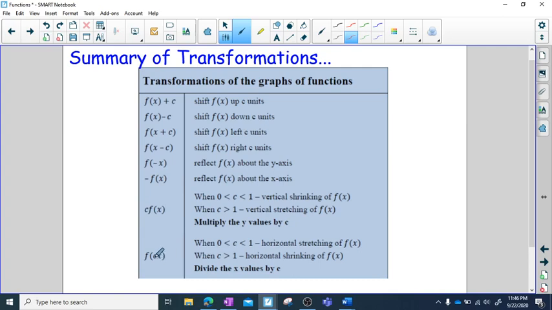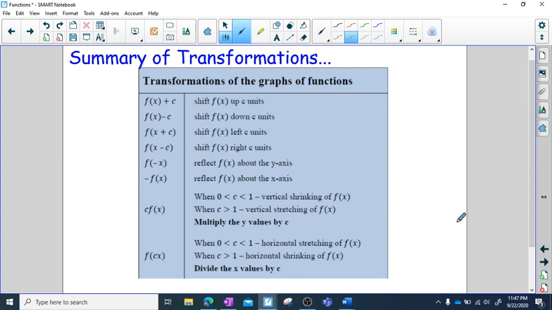If you input some constant into the function, that's called a horizontal stretch. And if you input a fraction, it's going to mean you're going to double or triple or quadruple, whatever that fraction is. So like a half, you double it. 1/5, you'd multiply them by 5. But if you put a number that's more than 1 in there, you're actually going to multiply the x values by a fraction, which will make them smaller and have the effect of compressing it together, or a horizontal shrinking.